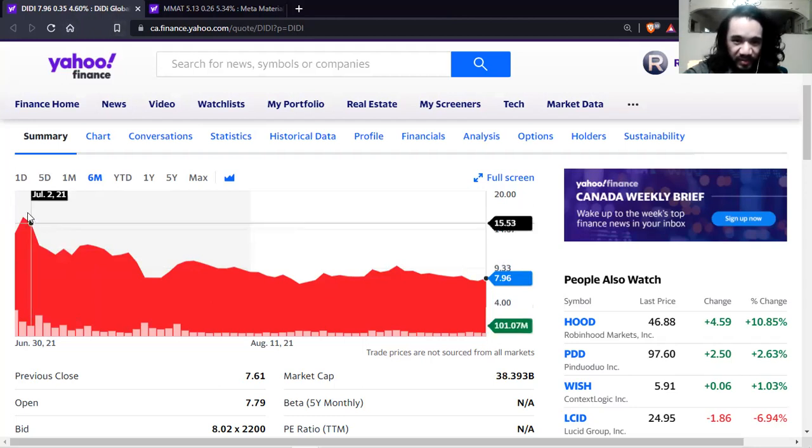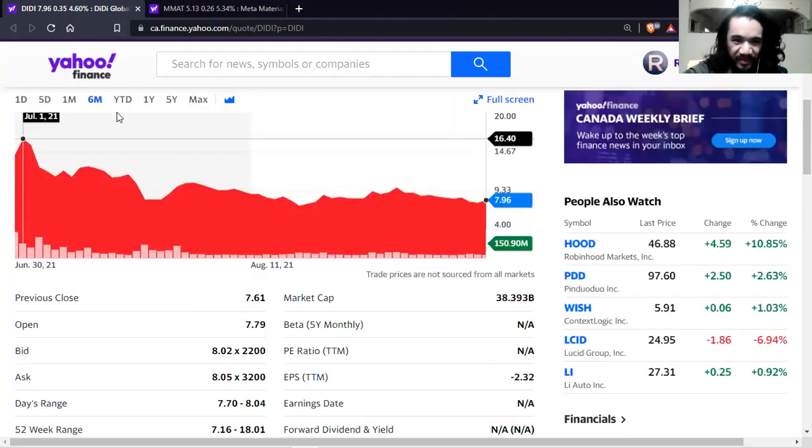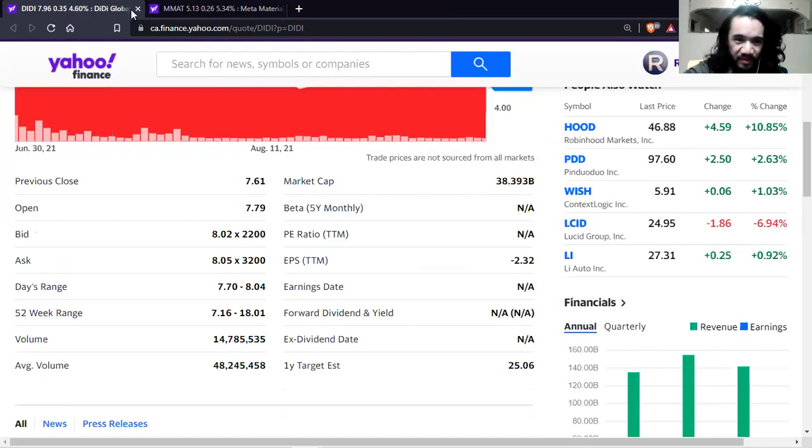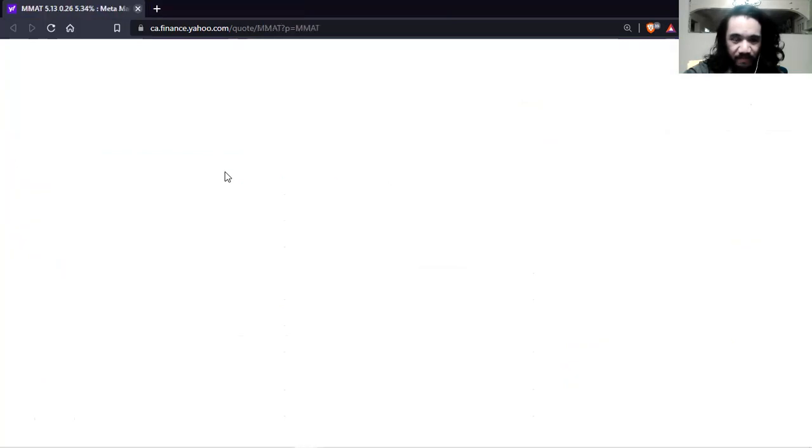But in terms of resistance, it's clear that $16, $18 looks like a resistance for now. And the volume was 14 million, average is 48 million. And market cap, again, a good company in terms of stability. $38 billion market cap for DD.